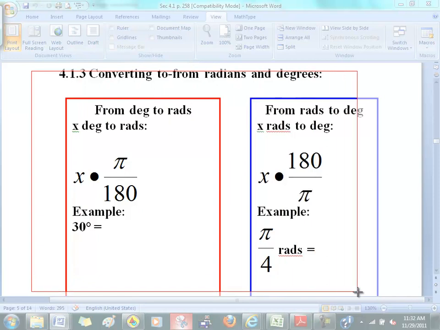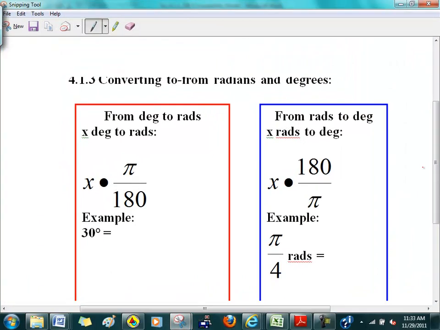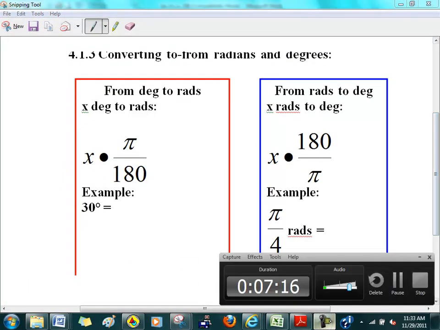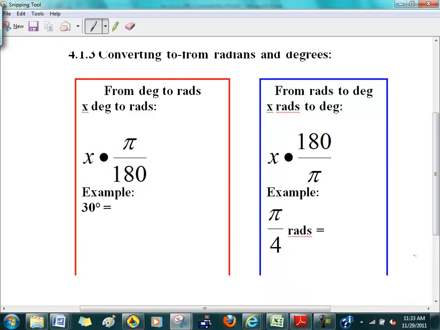I'm just slicing this up so I can work on it. The red box is to go from degrees to radians, the blue box from radians to degrees.